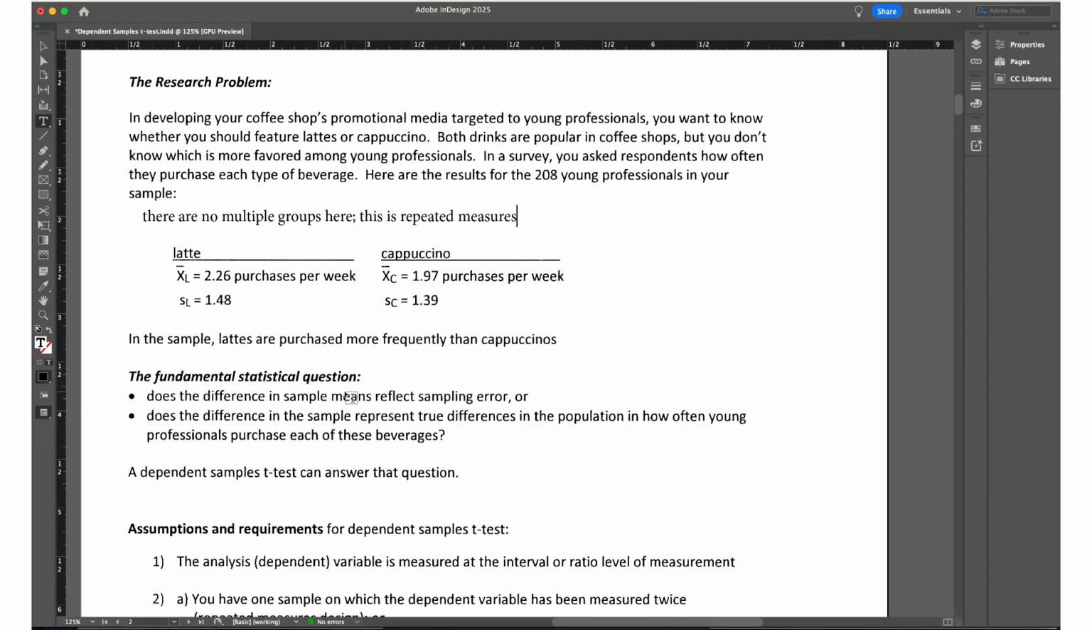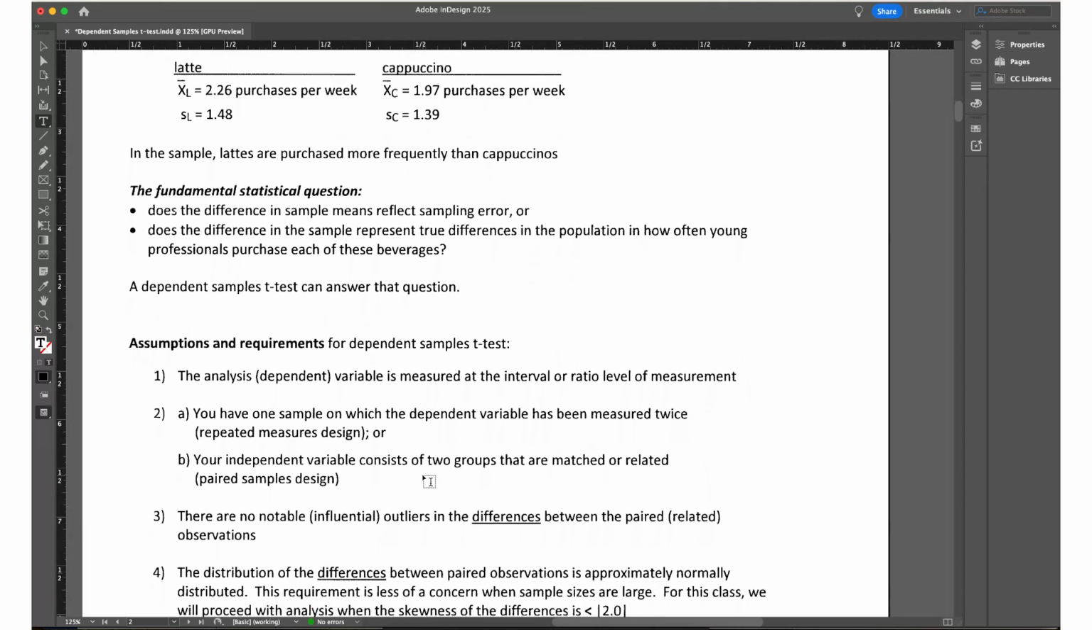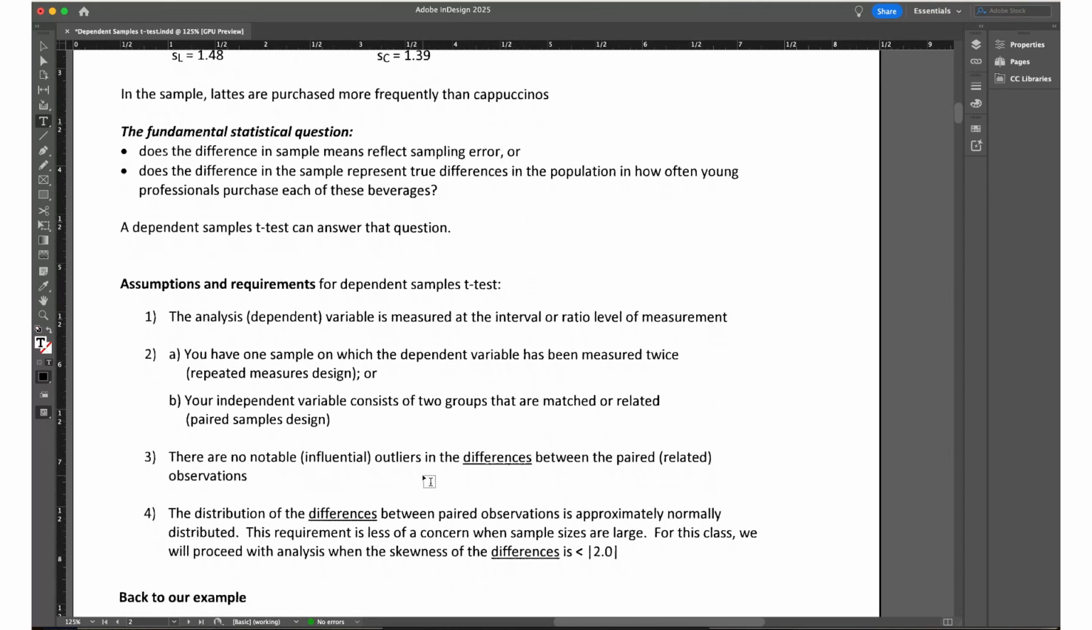So what we want to know is, does this difference in the sample means reflect sampling error? Or does the difference in the sample represent true differences in the population and how often young professionals purchase each of these beverages? And to answer that question, we will need the dependent samples t-test. And just like the independent samples t-test, we have assumptions and requirements. They're really similar, but there are going to be crucial differences.